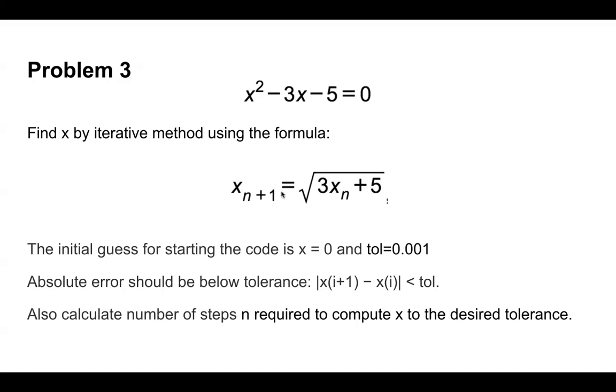What is a tolerance? Tolerance means the difference between xn plus 1 and xn. The difference between these has to be below 0.01. Calculate the absolute error that is below this value, and calculate the number of steps that is required. How many loops have you run to get this desired tolerance, and find the value of x also.